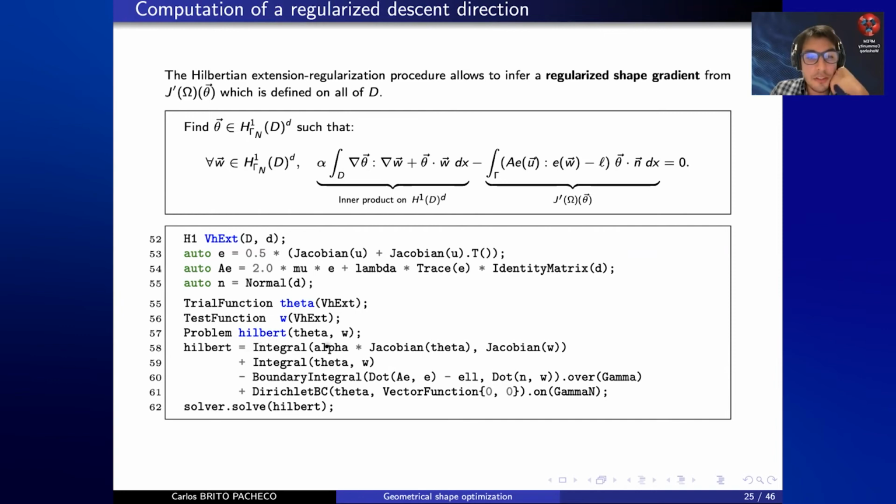You write the integral of alpha, Jacobian, theta, Jacobian W. The point is that it's very close to the mathematical notation. Also, for this quite ugly term, you have the boundary integral of the tensorial dot product of AE and E minus L. Here is the expression, times the dot product of the normal with W. So I think there's a mistake here, but I will clarify this. And you just impose your Dirichlet boundary condition.